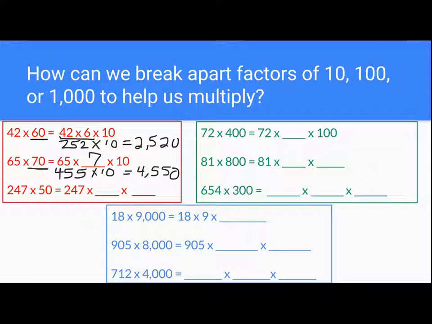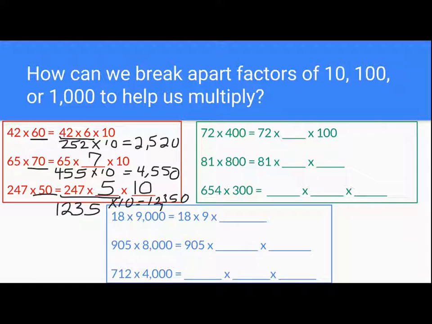All right, let's look at this last one. 247 times 50. Whew. Well, the 247 stayed the same, so that means we're going to be breaking 50 apart into 5 times 10. We'll do the 247 times 5 first. That would be 35. We carry the 3. We get 23. We carry the 2. We get 1,235 times 10. It's super easy now.